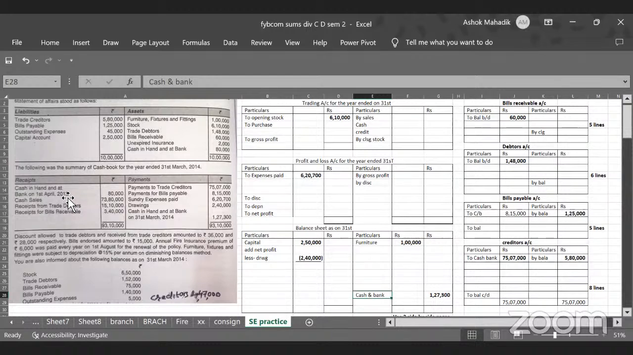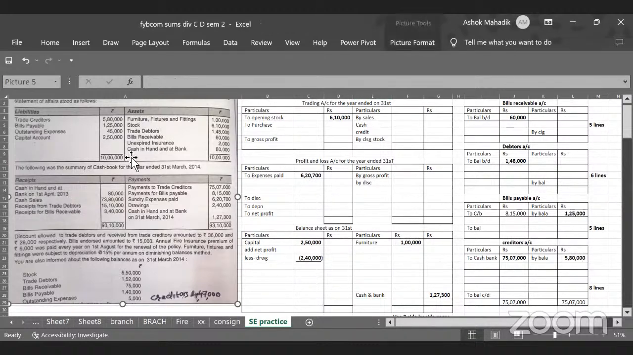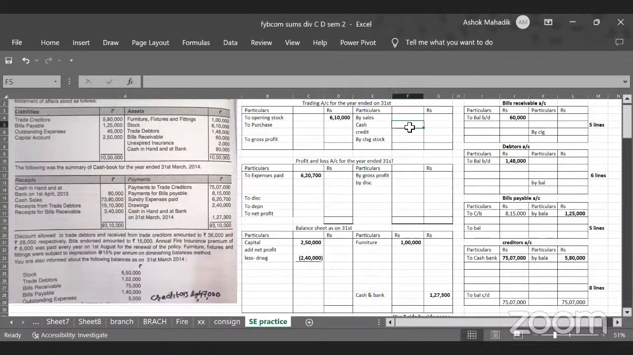Now we'll go to the debit side. Opening balance we already tallied with the opening balance sheet, so we need not give another effect to that. Then we have cash sales. Where do we record sales? In the trading account. So I have kept a specific space for this cash sales, 73,80,000.